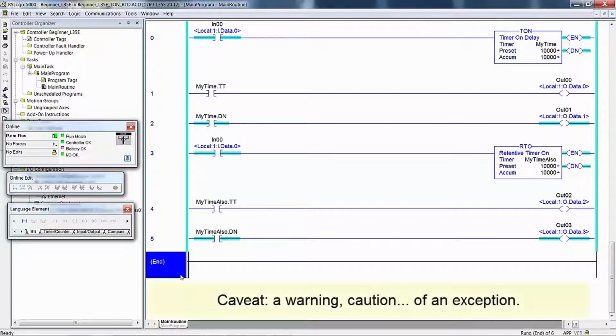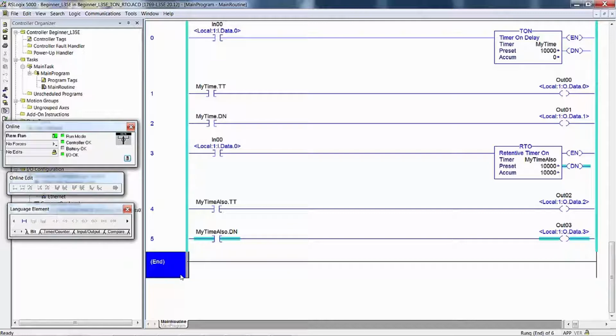Now here's a caveat. If I set input 0 back to the off state, which is the next thing you did, well, now we have a difference, don't we? Now we're right back where we started when I downloaded and the done bit was already set. Do you see any hint of a difference in behavior between the result of a TON addressing a timer data type and an RTO addressing a timer data type when they were disabled by a rung condition out false state? Yes, you do see a difference.